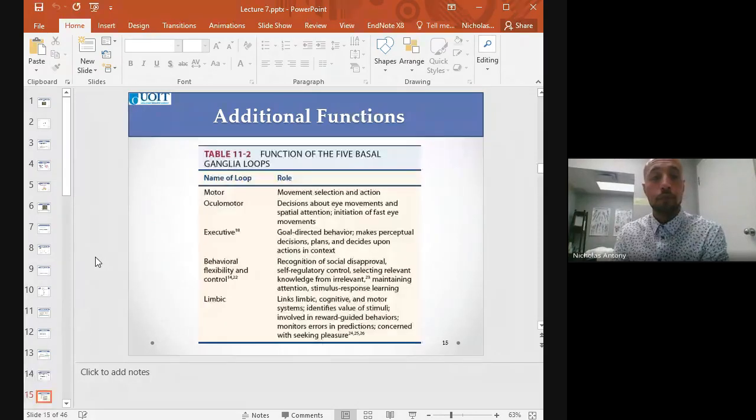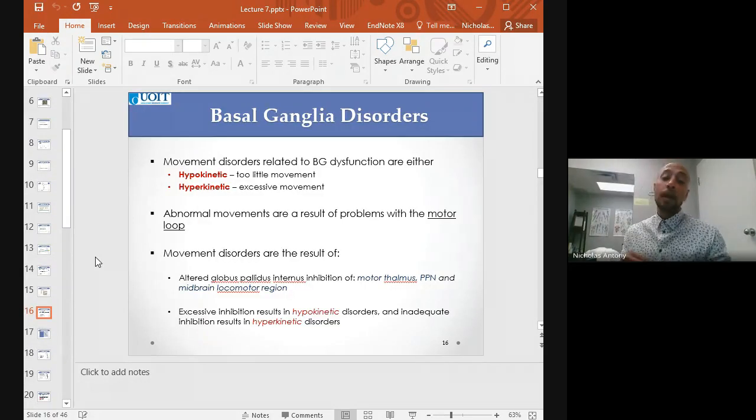Perfect. Okay. So now let's finish off the basal ganglia when talking about disorders. We're going to talk about movement disorders, given the context of the course. But we're going to talk about that there are two different types of basal ganglia disorders. There's either hypokinetic or hyperkinetic.